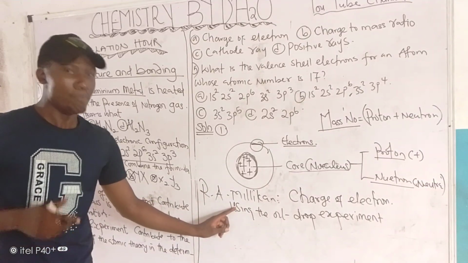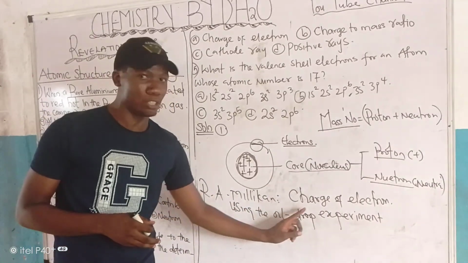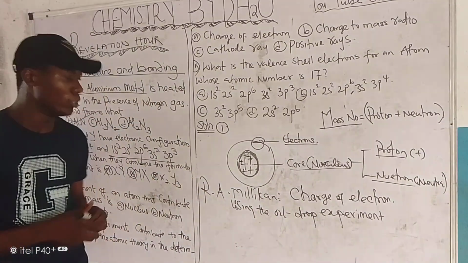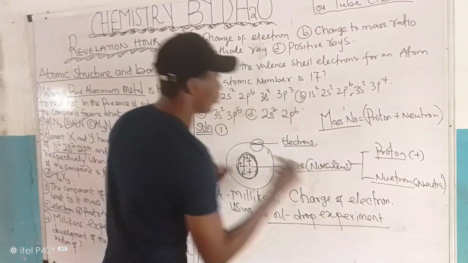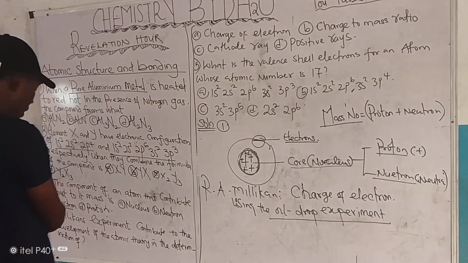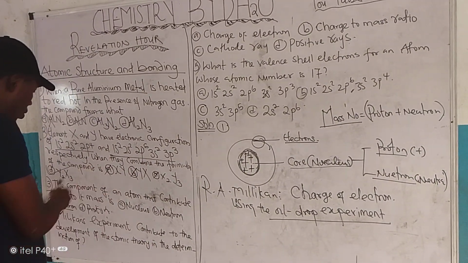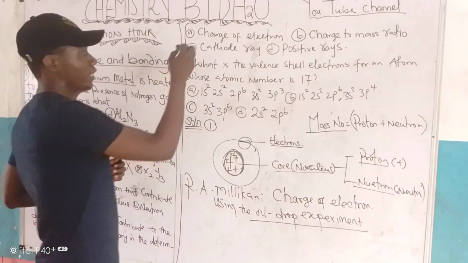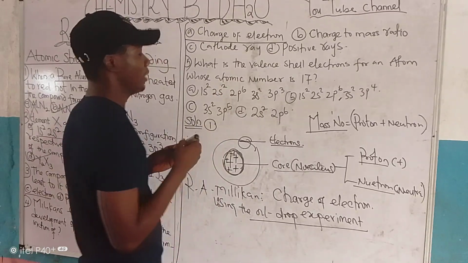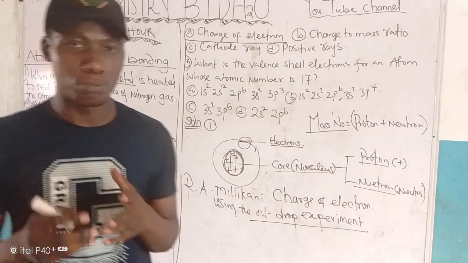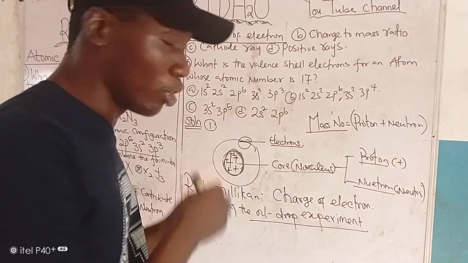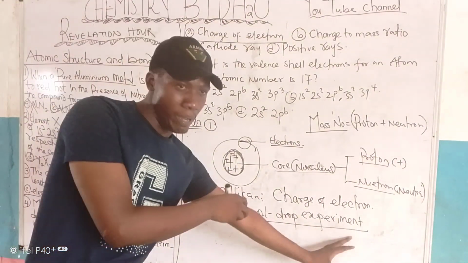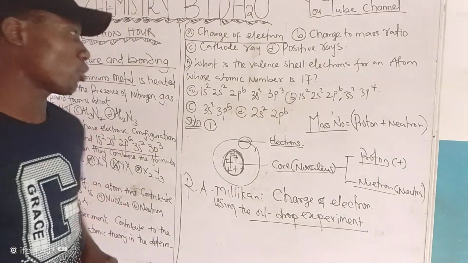Robert A. Millikan, write it down. Take your biro and your book and write it down. Robert A. Millikan measured the charge of the electron using the oil drop experiment. So the answer to this question is A. Millikan contributed to the development of the atom by measuring the charge of the electron using the oil drop experiment. That is the answer to that question.